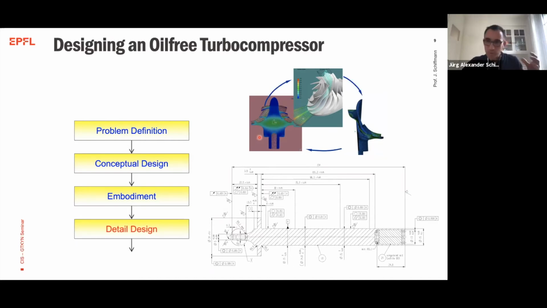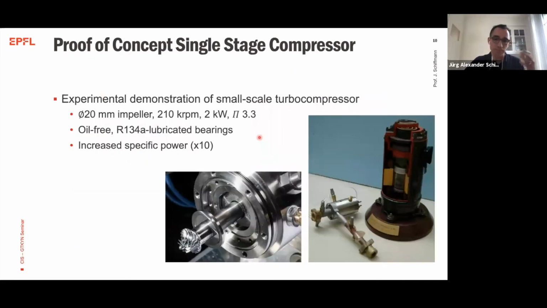Yet, at some point, we decided to step out of this design phase, we manufactured it, we assembled it, we tested it. What came out is this 20 millimeter tip diameter compressor. It has been running up to 210,000 revolutions per minute, pulling a power of 2 kilowatts, reaching pressure ratios of 3.3. The machine is fully oil-free, so the gas-lubricated bearings are lubricated with the fluid that is processed by the compressor itself.